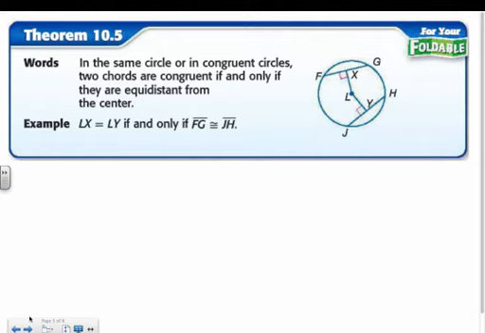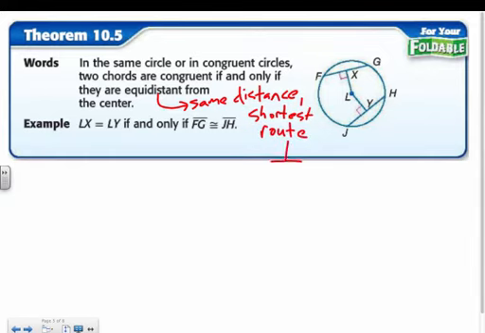Another theorem, 10.5, says, in the same circle or in congruent circles, so same type of thing, two chords are congruent if and only if they're equidistant from the center. So make sure, equidistant means the same distance, but you also have to remember that we're considering the shortest route possible. And when we consider the shortest route, we're talking about the perpendicular route.